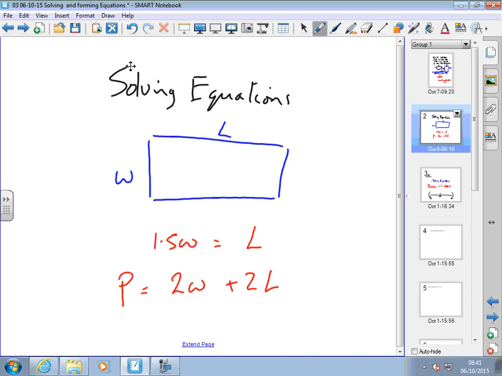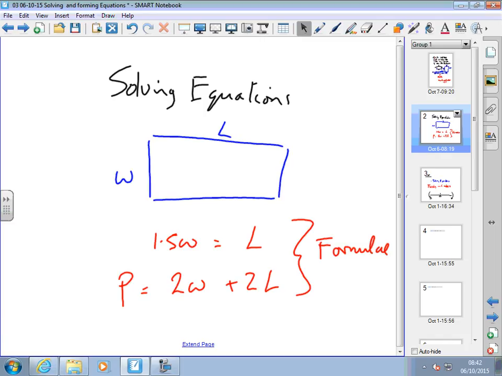So I can write that information down as a formula, as a recipe. How do I get the length? I multiply the width by 1.5. How do I get the perimeter? I double the width, double the length, and add them together. So these effectively are formulae. Formulae are like recipes, if you like, ways to find L and W in this case.